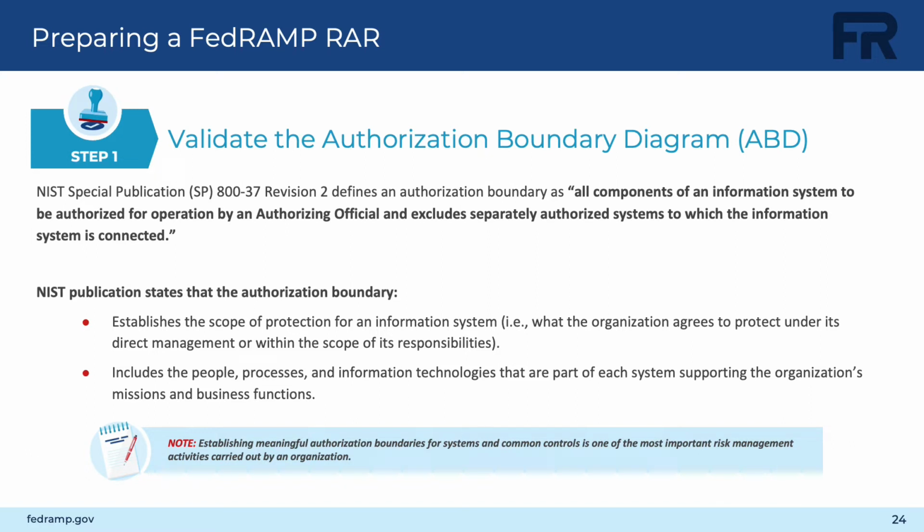And the NIST publication states that the authorization boundary establishes the scope of protection for an information system, that is, what the organization agrees to protect under its direct management or within the scope of its responsibilities. The authorization boundary includes the people, processes, and information technologies that are part of each system supporting the organization's missions and business functions. It is important to note that establishing meaningful authorization boundaries for systems and common controls is one of the most important risk management activities carried out by an organization.